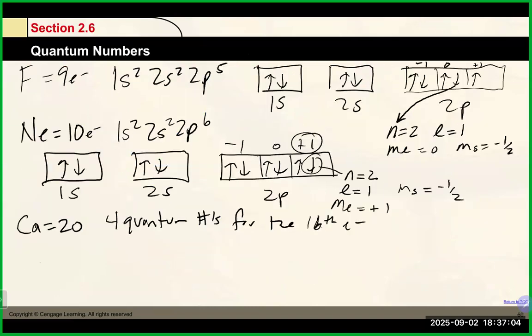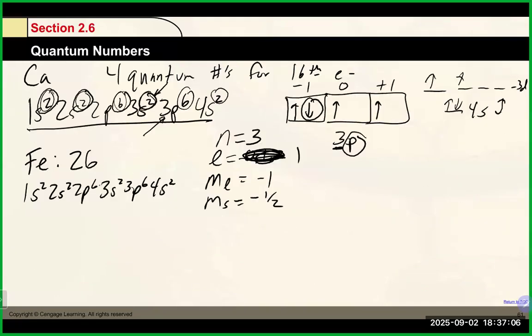And now we'll have 3d6 in this case. And that is the electron configuration for iron, which is a transition metal, and that's typically where you get into those d electrons. But because the s orbitals are lower in energy, as they fill, they will fill those first. Other questions?